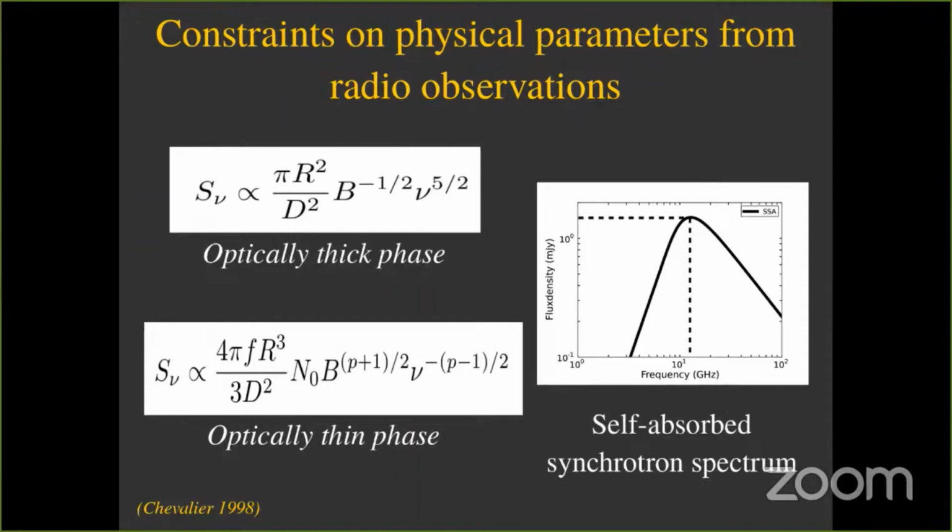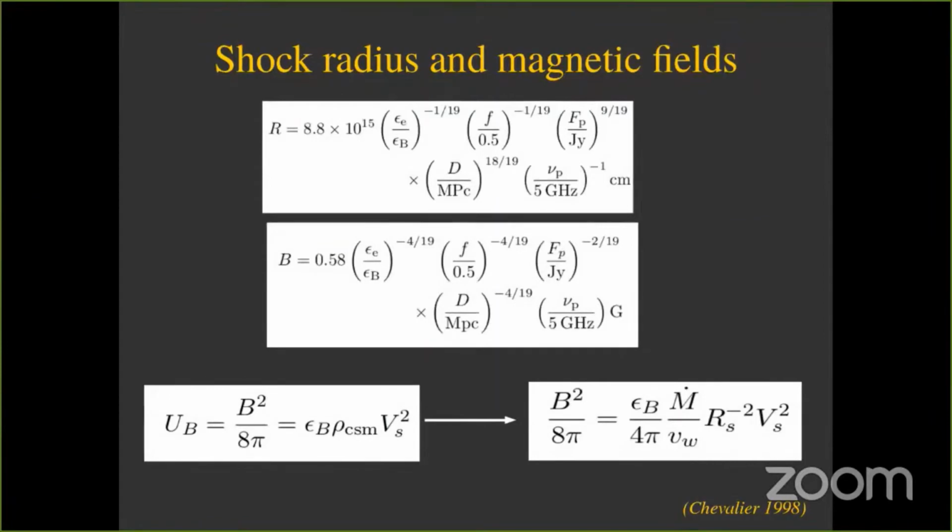Now, at the turnover, basically, we can invert these two equations to obtain R and B. So, it will be something like this. Let's not worry about all the other parameters in the equation. The observational values which we need to obtain are F_p and nu_p, which are the peak flux density of the SSA spectrum and the peak frequency, which is basically the turnover frequency. And D we know. f is a volume filling factor, which we need to assume. So basically from these two observables, we can estimate the size of the shock and the magnetic field.